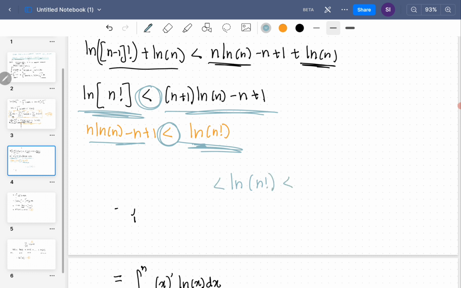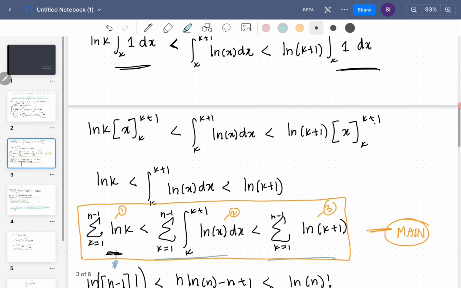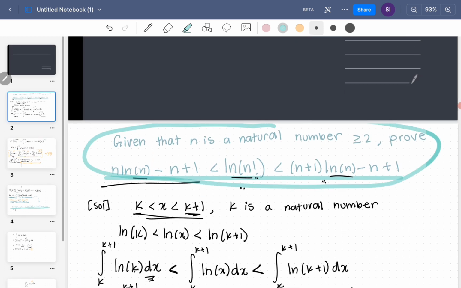And we know that n factorial from here, it's greater than this thing. So let's write n natural log of n minus 1 plus 1. And we know the natural log of n factorial is less than this. So let's write this over here, n plus 1, natural log of n minus n plus 1. And what do you know? This is exactly what we had to prove right up here. That's exactly what we had to prove.